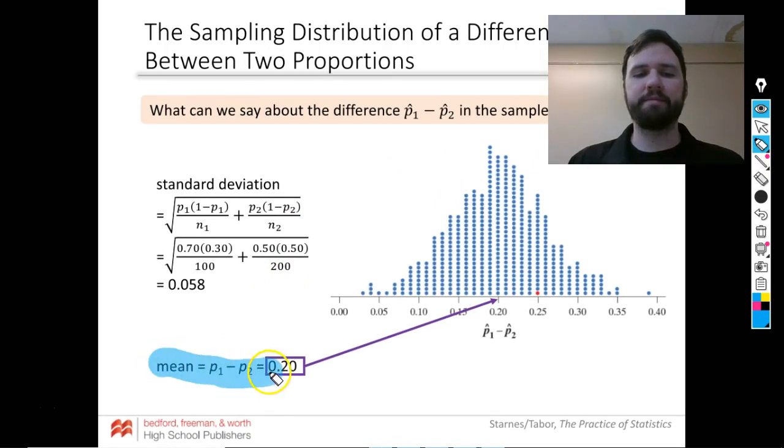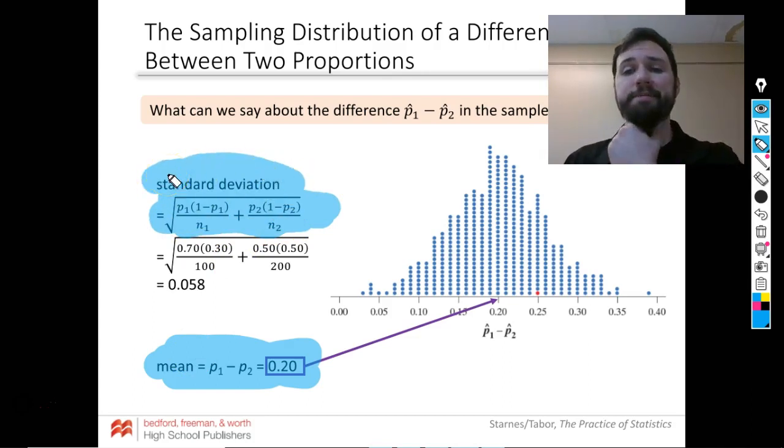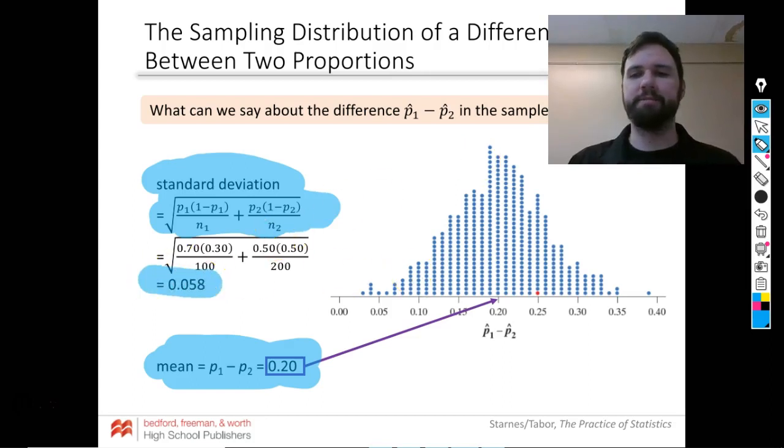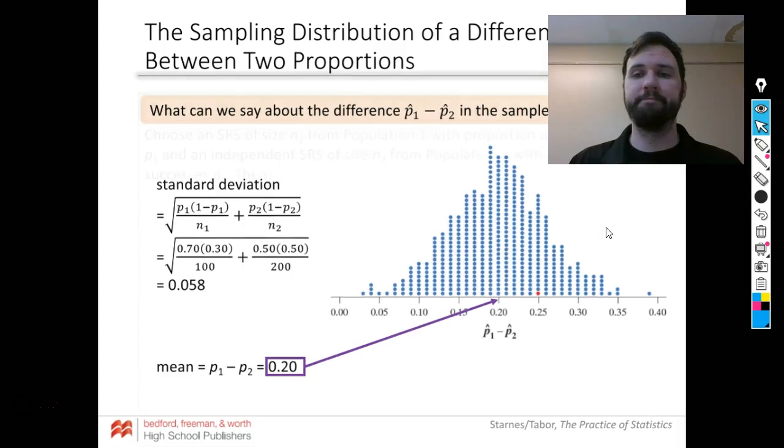My mean, you just subtract your p1 minus p2 if you're looking to compare your sample to it. This is your formula for standard deviation when you're combining two of these. This is going to come up a lot. Y'all need to know how to use this. We get 0.058. Again, this is an overview. I don't expect you to get this right now.